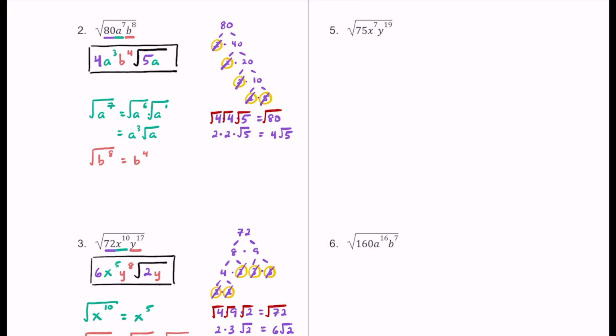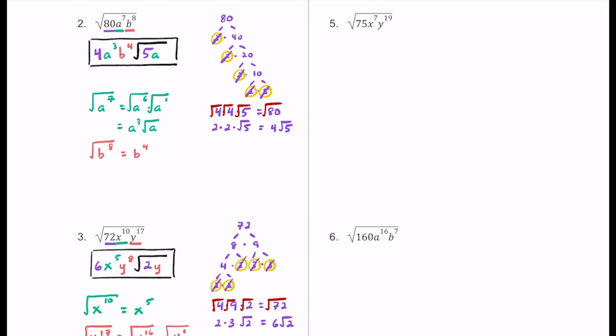Here's number 5. For number 5, we have the square root of 75 x to the 7th y to the 19th. So let's just look at the number 75 first. If we try to break that down, maybe we can start with 3 times 25. But I'm noticing here that 25 is already a perfect square. So if 25 times 3 is equal to 75, we can say the square root of 75 is equal to the square root of 3 times the square root of 25. The square root of 25 is 5, so this is going to be 5 root 3, right? And I don't think we can simplify any more.